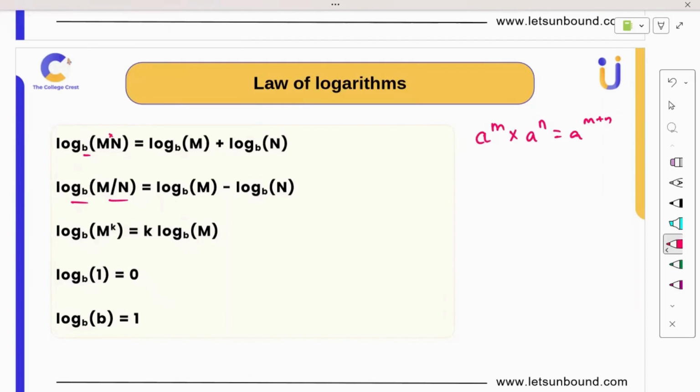If the input is in division, you can expand the log by distributing it, but it's subtraction. And this is one important rule: log base b of m power k. This k can be put in front, so k log base b of m. And log base b of 1 is 0, so if your input is 1, no matter what valid base, your output is 0. And if base and input match, it's 1, no matter what: log 10 of 10, log 4 of 4. Okay, so these are laws of logarithms that will be helpful.